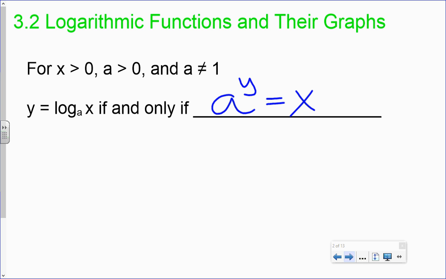Logarithms aren't that hard. I mean, you've gotta get used to them. Okay. Now, we are going to practice rewriting back and forth. Because if you can't rewrite back and forth, you're not going to be able to do a lot of things that are going to be happening in this chapter. All right?